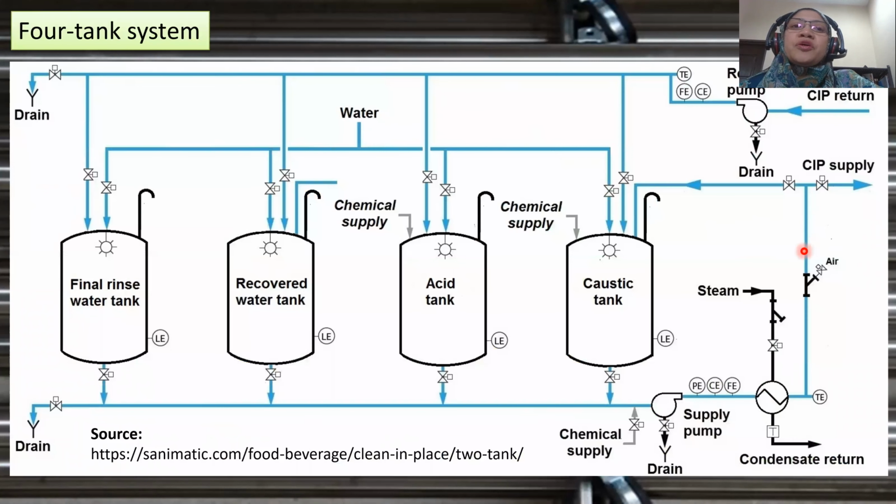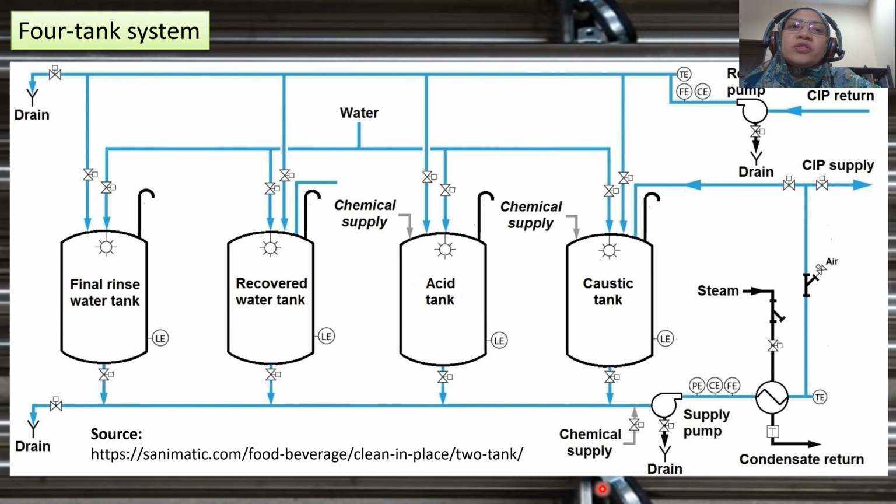CIP removes the soils from the processing plant by circulating the cleaning medium in a closed circuit at suitable temperatures, sufficient velocity, sufficient chemical concentration, and time. This circulation will not happen efficiently without the presence of pumps.